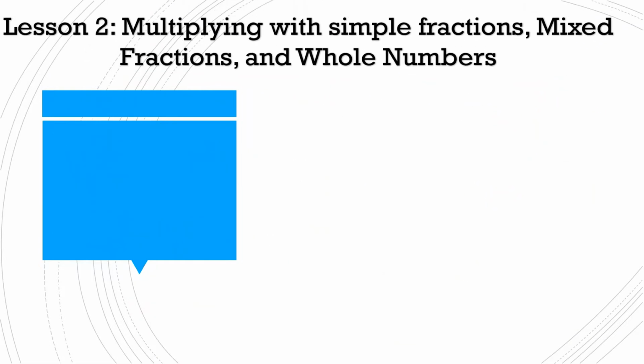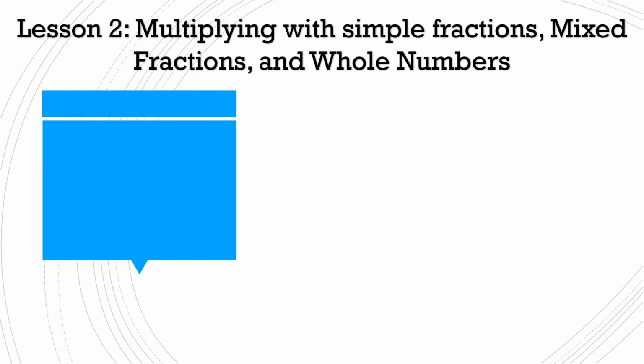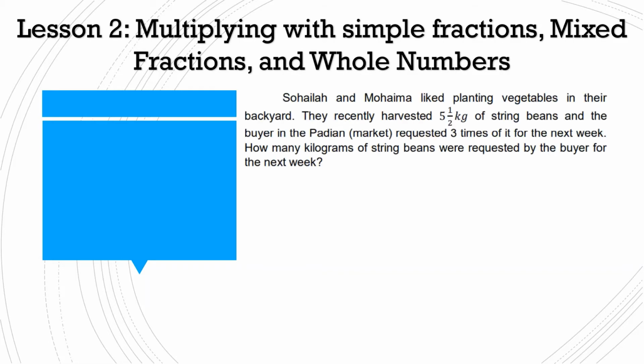Let's now move on with lesson 2, multiplying with simple fractions, mixed fractions, and whole numbers. Let's try this problem. Hyla and Mohaima liked planting vegetables in their backyard. They recently harvested 5 1/2 kilograms of string beans, and the buyer in the Padian market requested 3 times of it for the next week. How many kilograms of string beans were requested by the buyer for the next week?